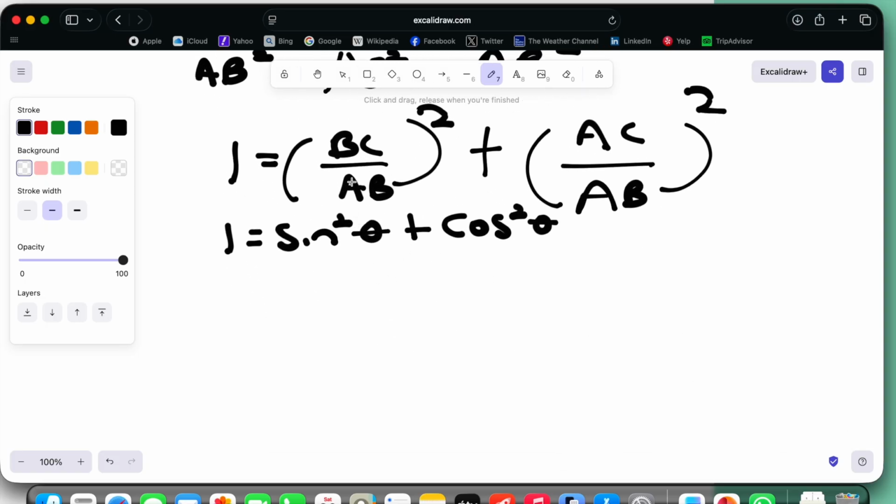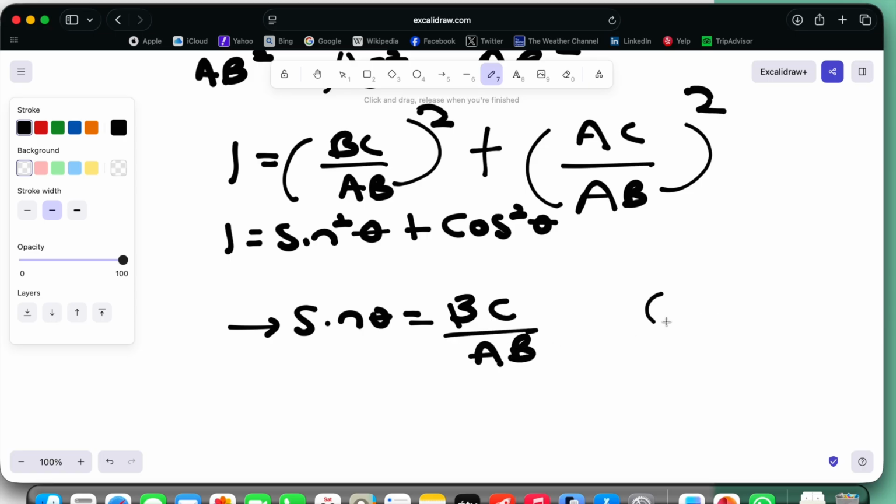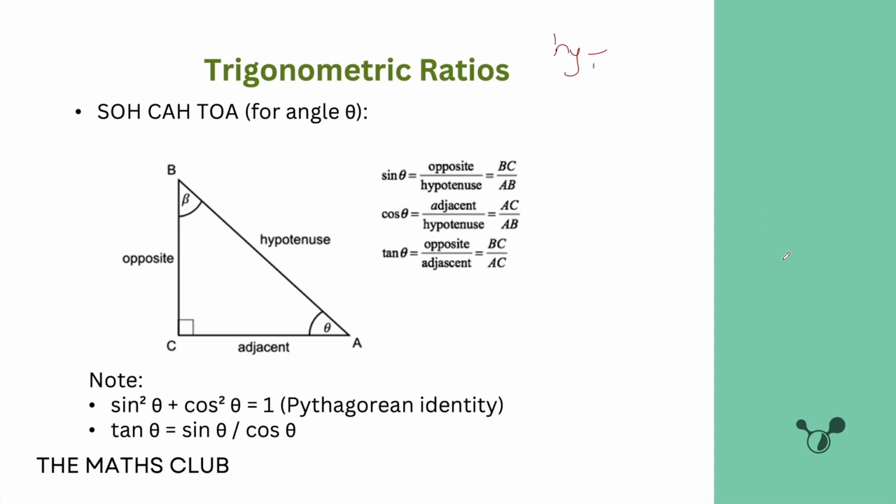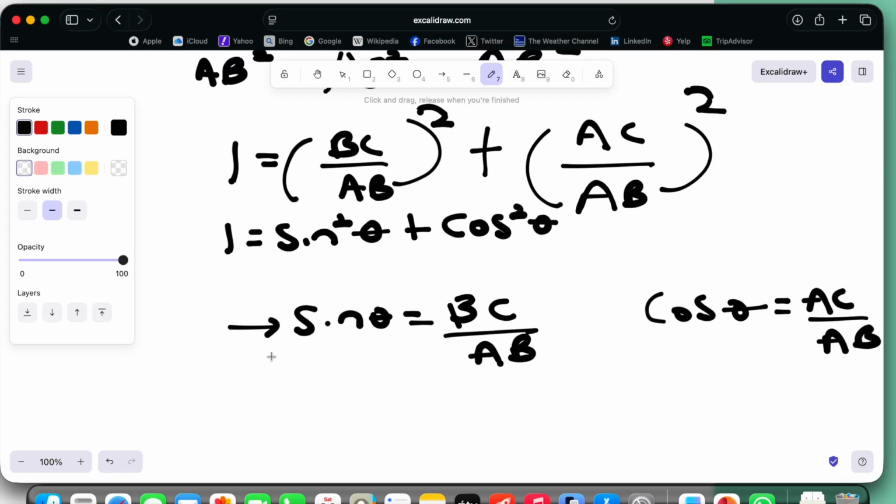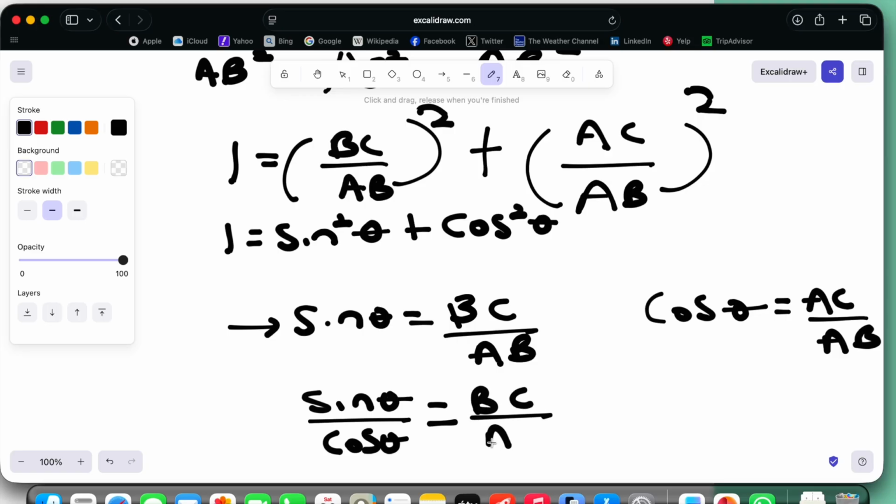We know that sine theta, at least from here, is BC over AB. And then cos theta is AC over AB, right? So you can cross-check this with this. AC over AB, BC over AB. So if I say sine theta divided by cos theta, that would be BC over AB divided by AC over AB, right?